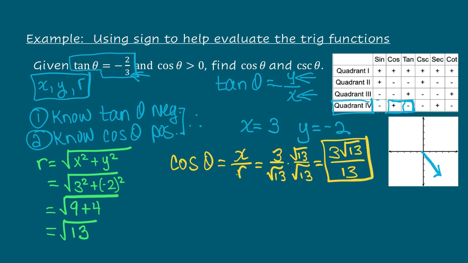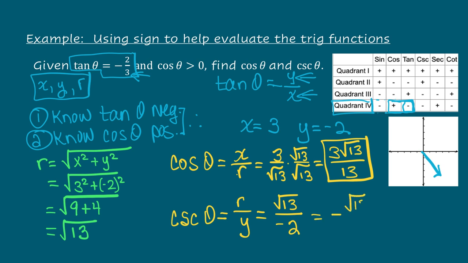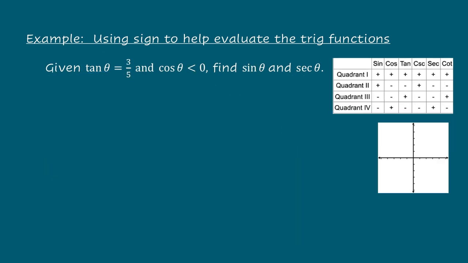And my cosecant theta is the ratio of r over y, which is going to be the square root of 13 over negative 2. And I can just write it with my negative sign out here just to make it look a little nicer. But I don't have to. Okay, so there's one. Let's try another one.